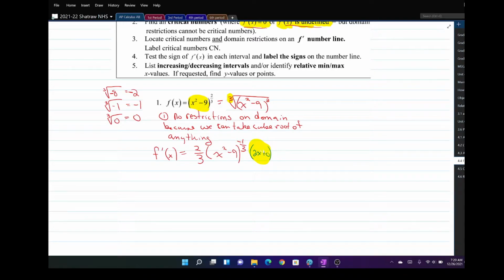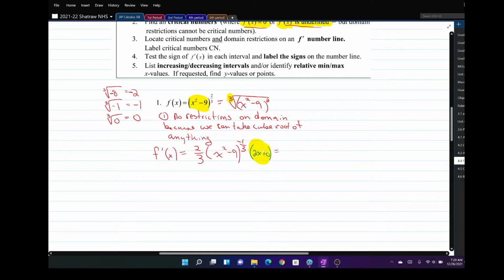Now I want to rewrite this function so it looks just a little bit neater. And I'll say that this 2x and this 2, they're both on top. So there's my 4x. And then on bottom, what do I have? I have a 3, and I have that cube root of x squared minus 9. And it's not squared anymore, right? Because that squared came from being part of the 2/3, which turned into a -1/3. So now I'm good. I've got the derivative.